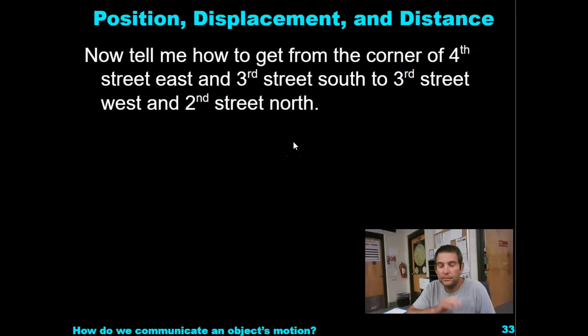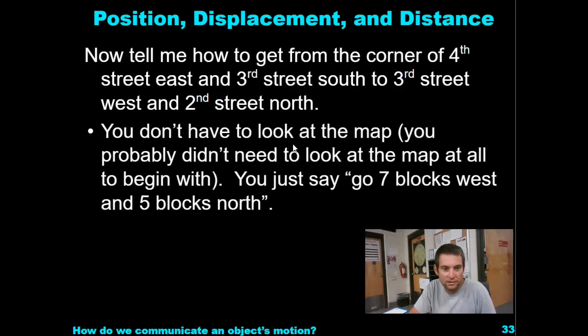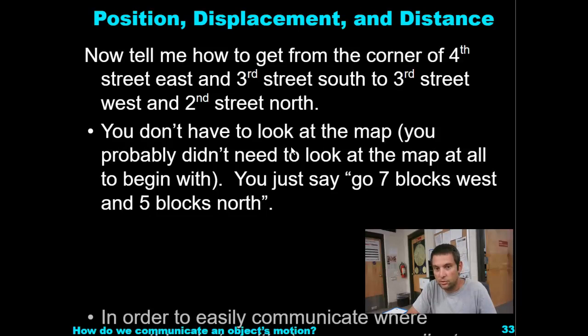Alright, so now, can you tell me how to get from the corner of 4th Street East and 3rd Street South all the way to 3rd Street West and 2nd Street North? Don't want that map again? Don't need to. So we know that 4th Street East is going to be to the right of the y-axis, so it's going to be positive 4, and then 3rd Street South, so we're down below the x-axis street, and then we're going to go 3rd Street West and 2nd Street North. So you can just say go 7 blocks west and 5 blocks north, the shortest way.